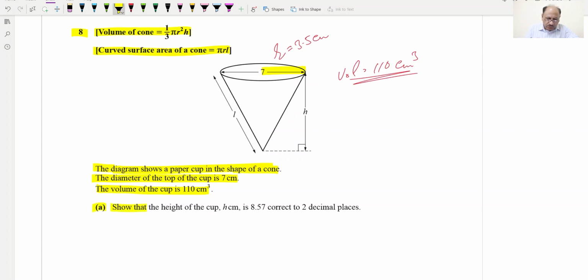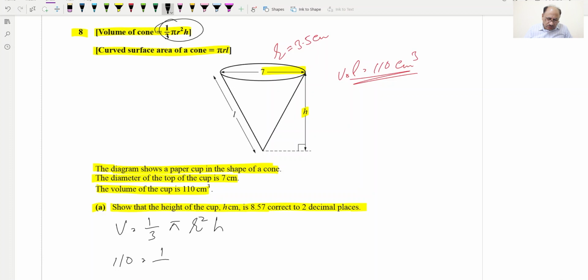A part, show that the height of the cup h centimeters is this much, correct to 2 decimal places. So height, we have to show that height is equal to this one. So volume formula is this one which we can use, and volume is equal to 1 by 3 pi r squared h, and this v value is given and r value is given. So we can replace the values.